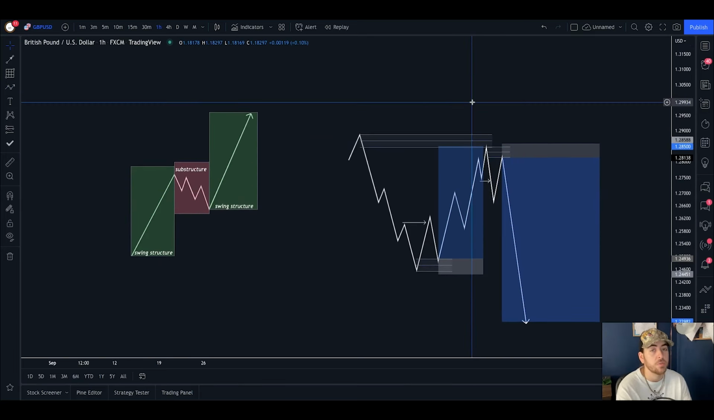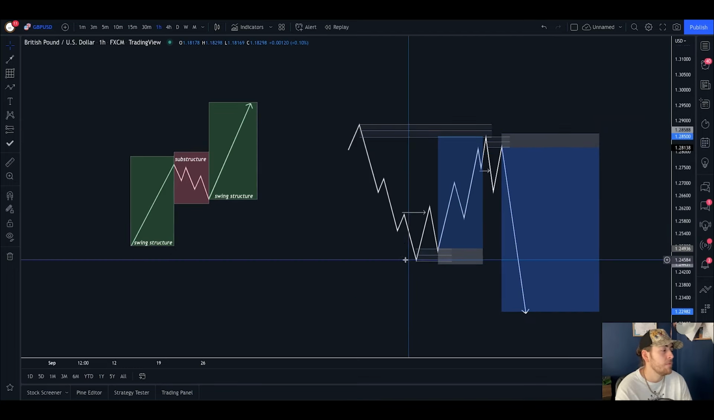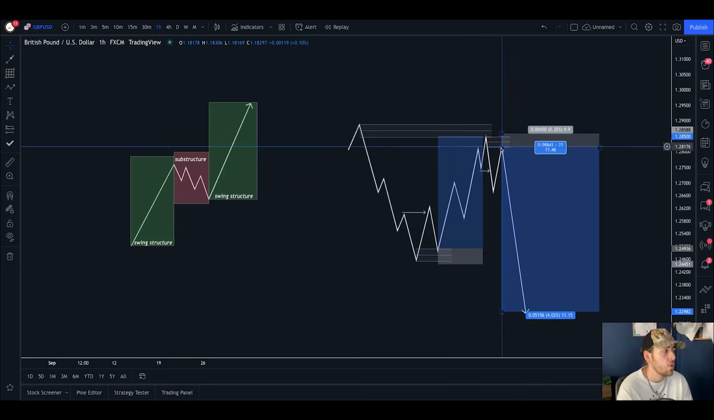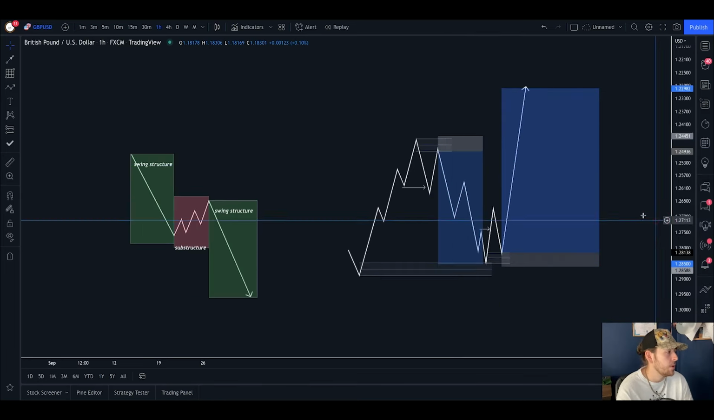The difference between the substructure moves and the swing structure moves is that swing structure moves can be extended far past the low of the previous swing move. With substructure movements, we are only looking to trade through the previous leg of price action. So we are only looking to, for example, buy it from here into here, or if it was the other way around, we would only be looking to sell from here down into here, whereas the buy that then came in could extend much further because this is the larger trend.